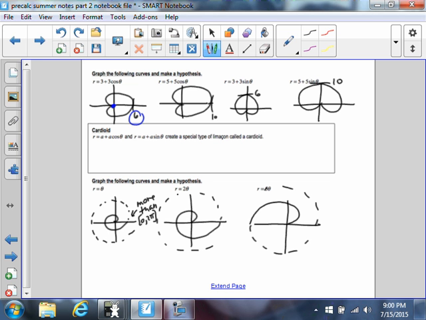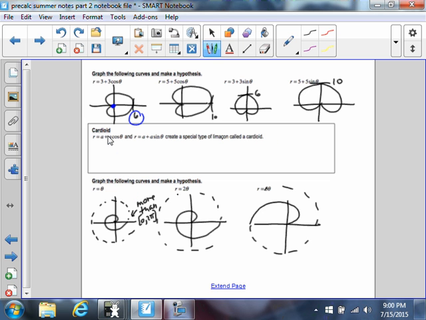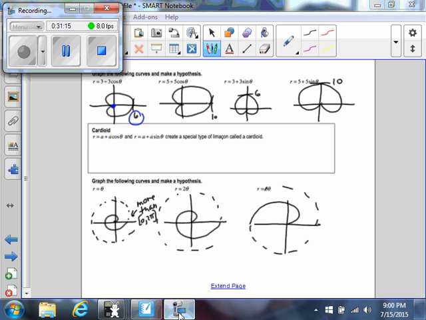And if you notice, if you played around with the last ones and you changed, instead of doing cosine, if you changed it to sine, they would have been vertical, right? The same thing for the cardioids. Cardioids are going to be vertical when you change to sine. All right, and then the last one we have are the ones where we just have like r equals theta, or r equals 2 theta, or something like that. And those ones actually make a spiral. So let me show you those.